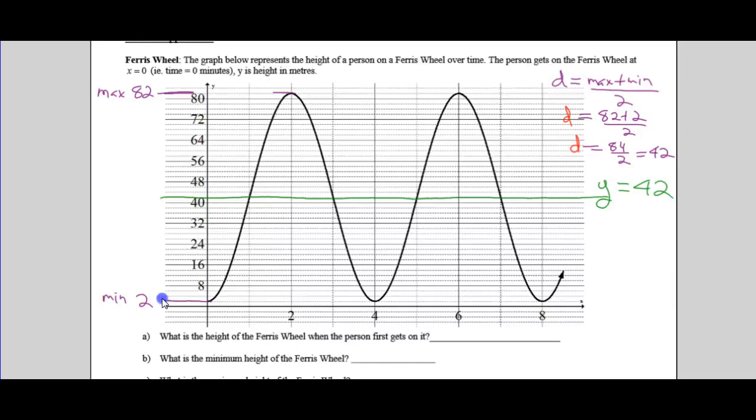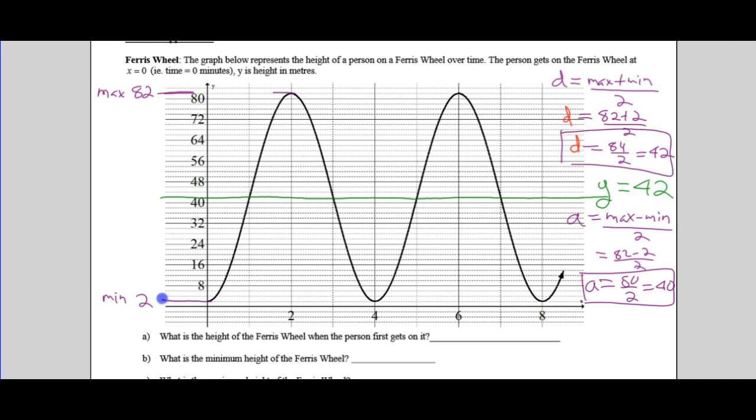Yeah, 40, right? So A is 40. Now, we have a formula, right? The amplitude is A equals max minus min over 2. It's half the distance from the maximum to the minimum. The distance is found by subtracting, right? So if I want to go from 82 to 2, it's 82 minus 2, over 2. That's 80 divided by 2, which is 40. So A is equal to 40.